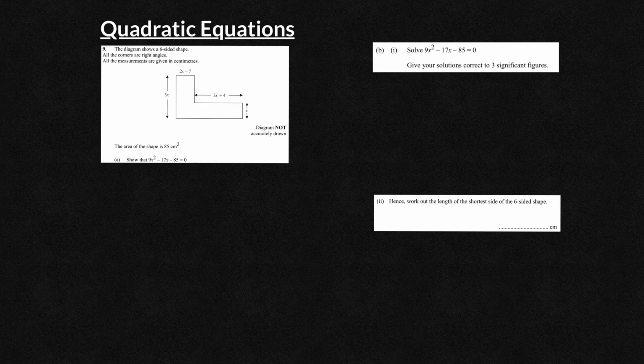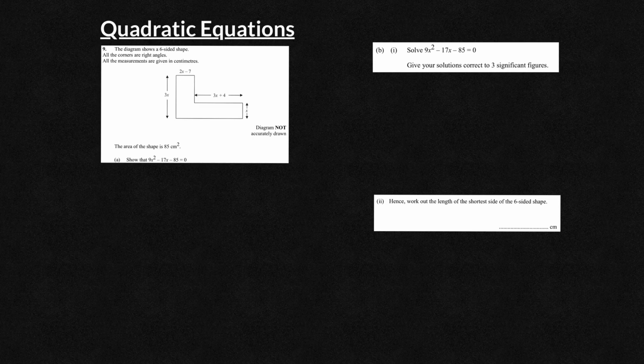So if we look at this question, it says this diagram shows a six-sided shape. All the corners are right angles. All the measurements are given in centimeters. So we've got this shape here, and it says the area of this shape is 85 centimeters squared. Show that 9x squared minus 17x minus 85 is equal to 0. So with these show that questions, they're showing you what the actual answer is. So it's our job to get to that point.